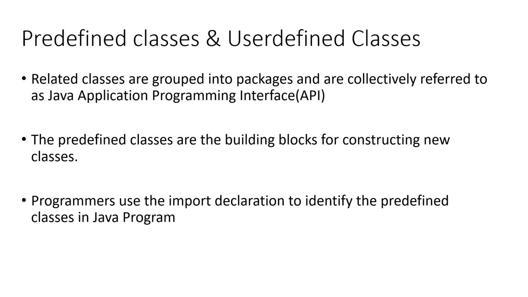Now let's go to predefined classes and user-defined classes. We're going to talk about predefined classes first. Related classes are grouped into packages, and in Java we call this the Java Application Programming Interface. When you have related classes grouped into packages, they are collectively referred to as the Java Application Programming Interface, API.